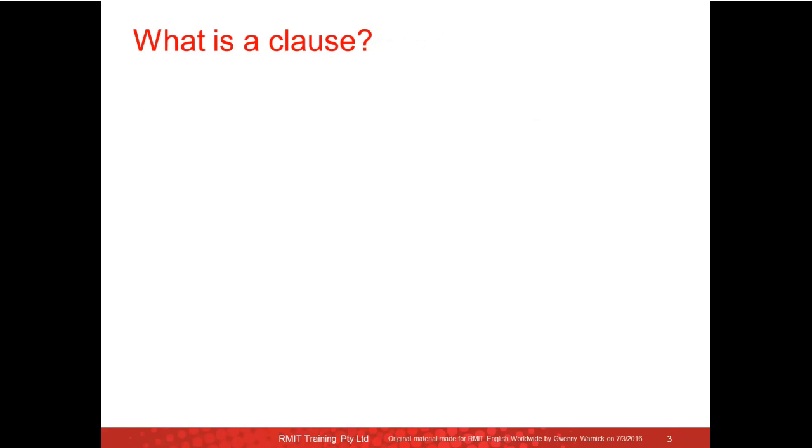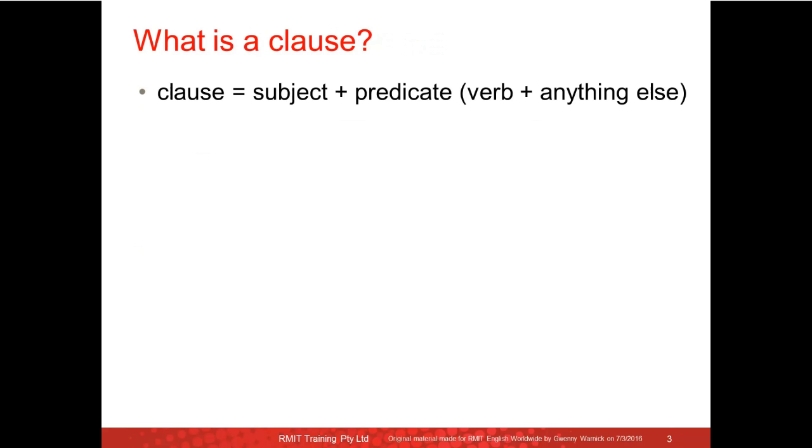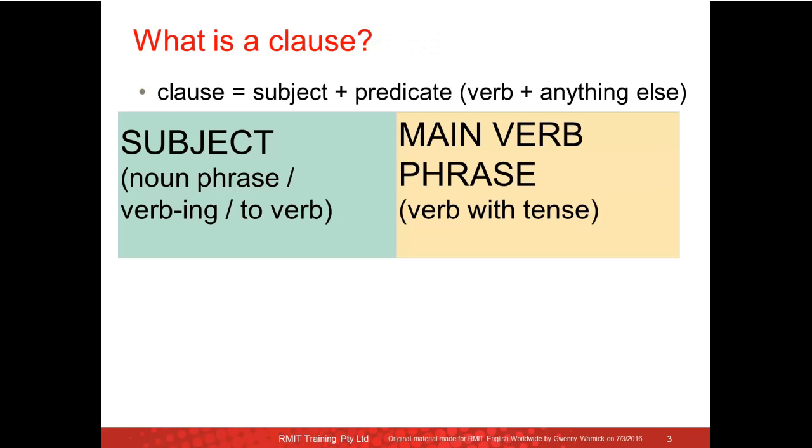So what is a clause? Like Santa Claus? No. A clause is a subject and a predicate. Predicate is the word we give to the verb and anything else that completes the idea in the clause. Subjects in English are commonly noun phrases, but if you don't have a noun, that's okay. You just need to make sure that your verb doesn't have tense, so you can use verb-ing or the infinitive to verb. The main verb phrase after the subject is where you can have a verb with tense, so showing present, past, or future, for example.